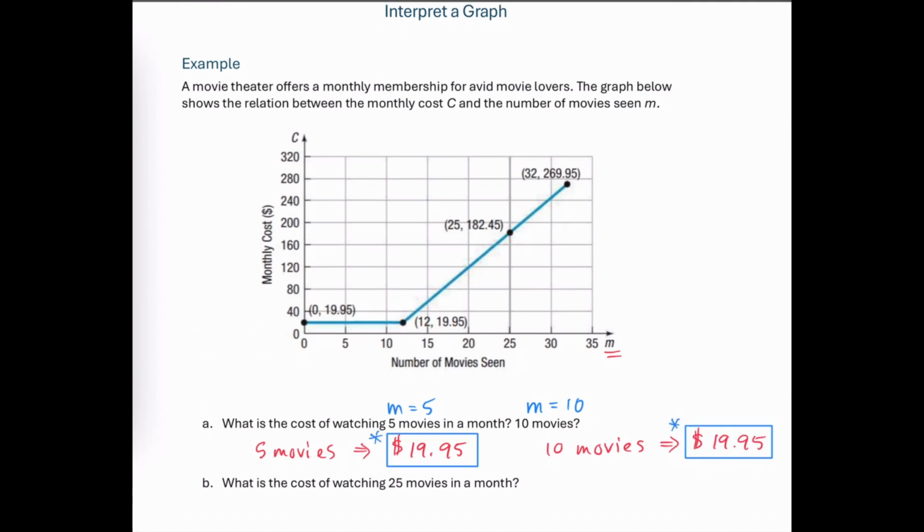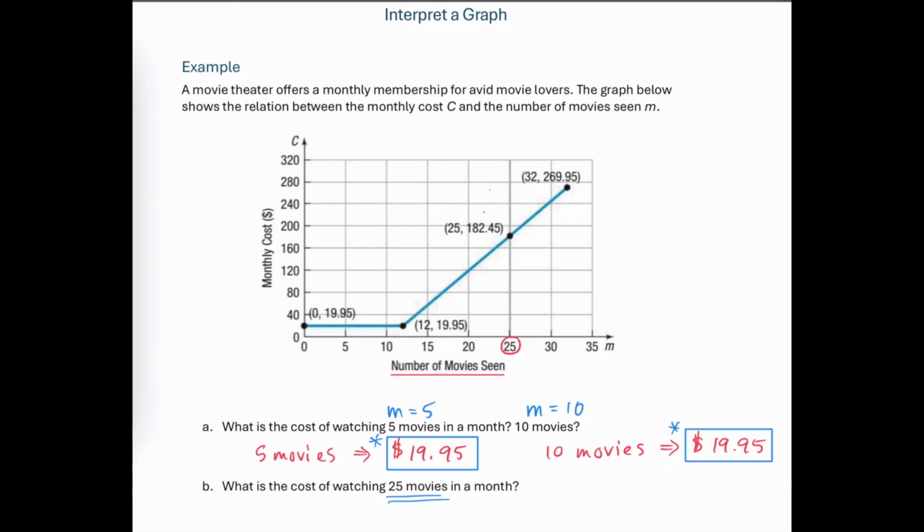In Part B, we're asked to find the cost of watching 25 movies in a month. So again, the horizontal axis represents the number of movies seen, so we're going to look for 25 along this horizontal axis, and then we'll look for the corresponding output at that value. From our graph, it looks like it's going to be costing $182.45, and so we'll indicate our answer down here to say that the cost of watching 25 movies is $182.45.